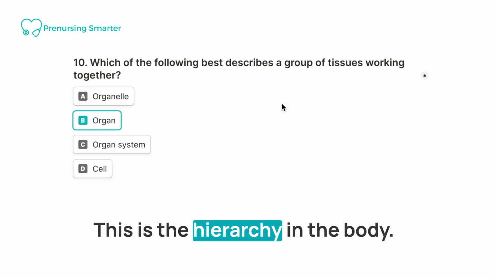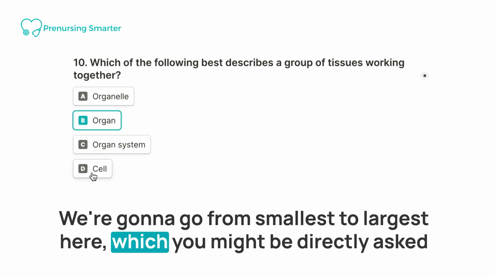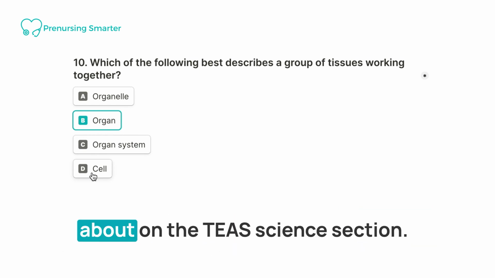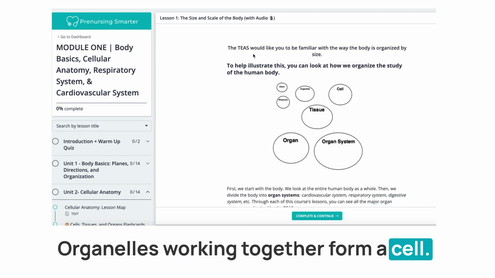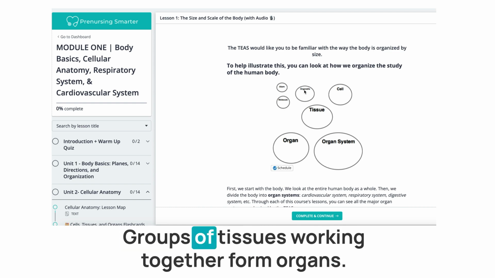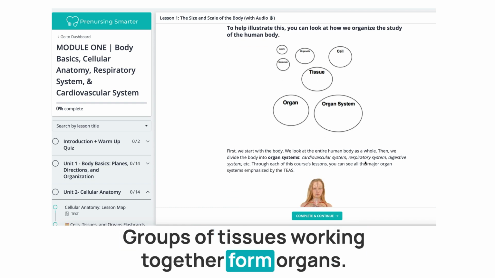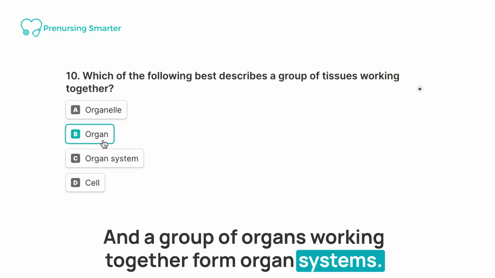This is the hierarchy in the body. We're going to go from smallest to largest here, which you might be directly asked about on the TEAS science section. Organelles working together form a cell. Groups of cells working together form tissues. Groups of tissues working together form organs. And groups of organs working together form organ systems.